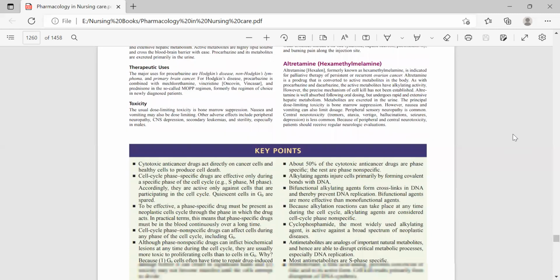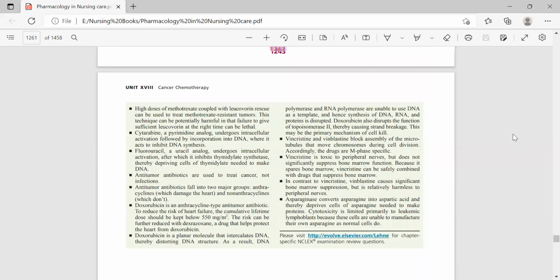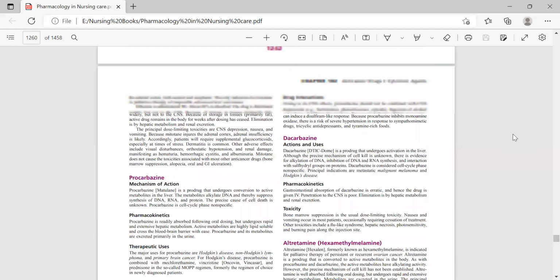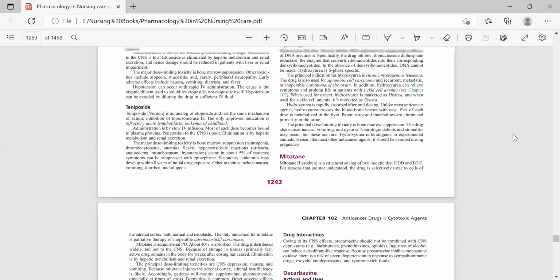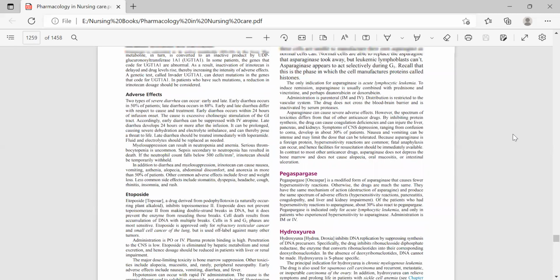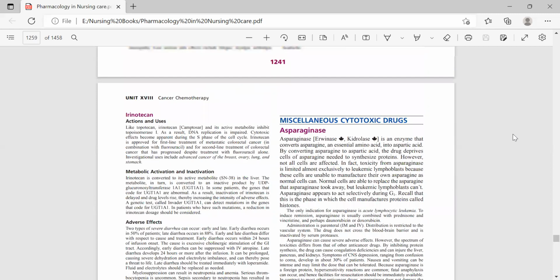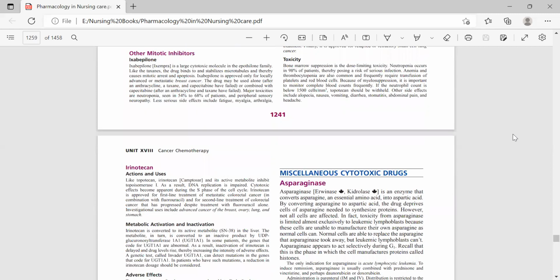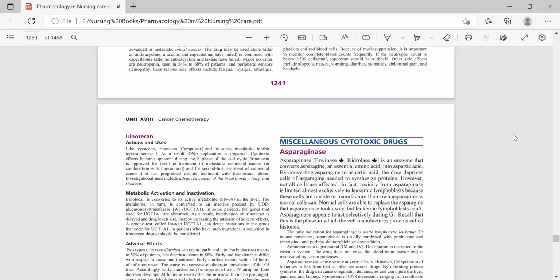So it's all about the chapter cytotoxic anti-cancer drugs, in which we have read about the classes of anti-cancer drugs: alkylating agents, antimetabolites, antitumor antibiotics, mitotic inhibitors, topoisomerase inhibitors, and other miscellaneous drugs. I hope you will find it informative.